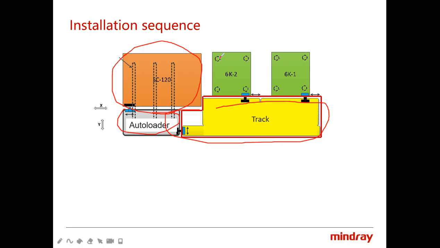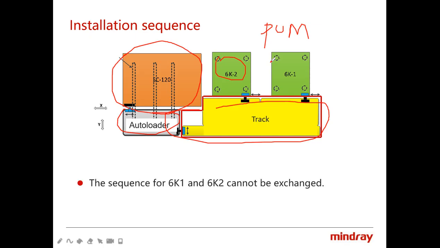The foot of the analyzer is made of POM material, the same as the 6A on the KELS 8000. So it can be easily moved on the work table. So don't worry, it can be pushed and pulled. And the sequence of 6A and 6K2 cannot be exchanged.